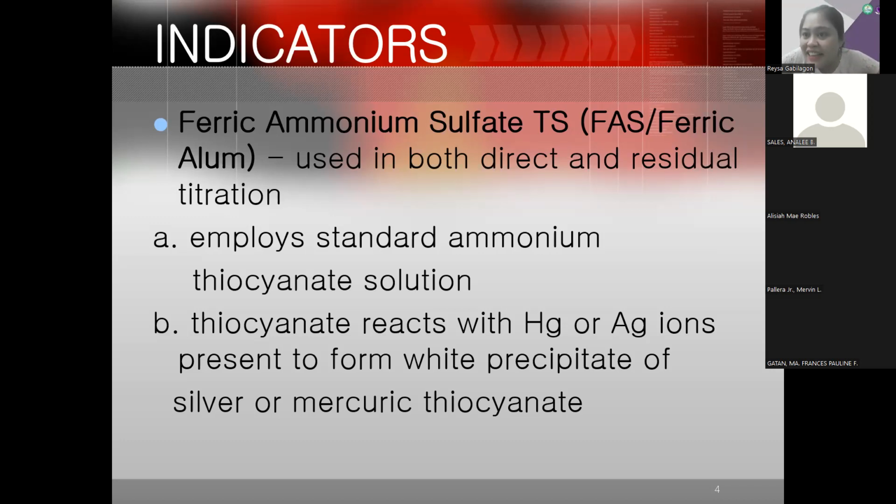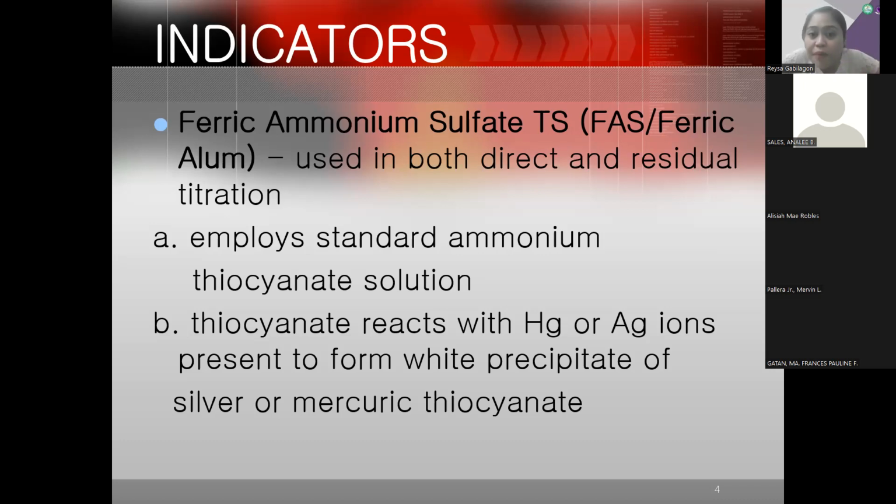So just like acidimetry and alkalimetry, volumetric precipitometry also has either direct or indirect titration. Remember, direct is when we have one titrant, while for residual titration, we have two titrants used. So again, ferric ammonium sulfate is the number one indicator here for our volumetric precipitometry. When you use ferric ammonium sulfate, most likely the titrant used is the standard ammonium thiocyanate solution. Mostly, when the titrant is ammonium thiocyanate solution, we use this indicator.